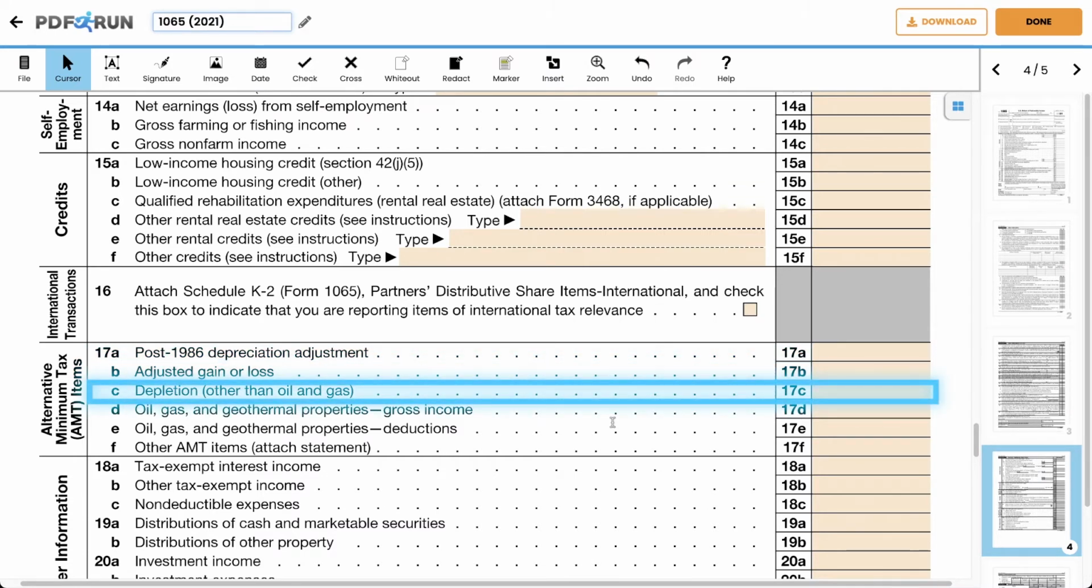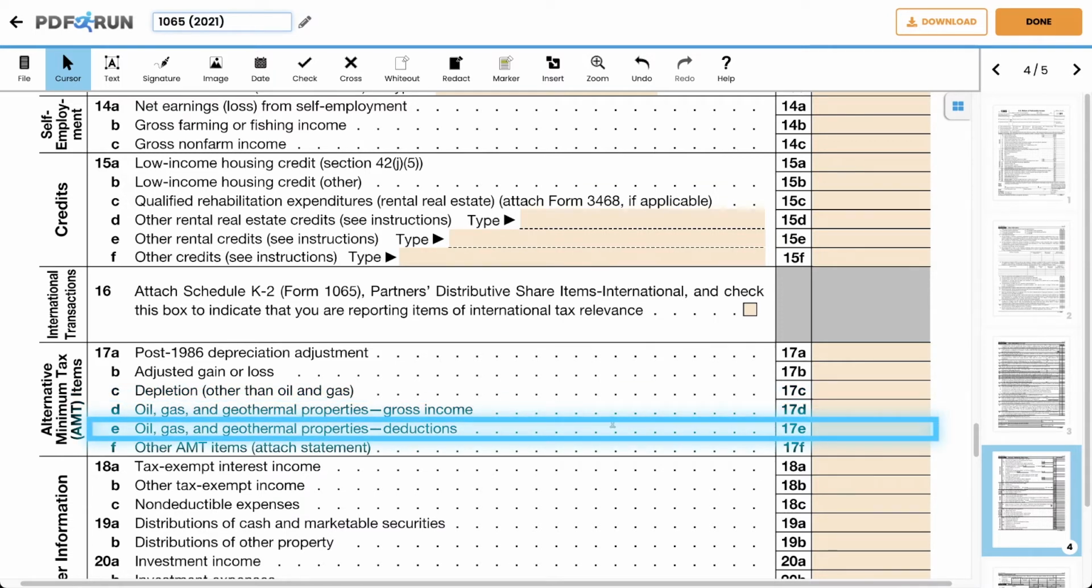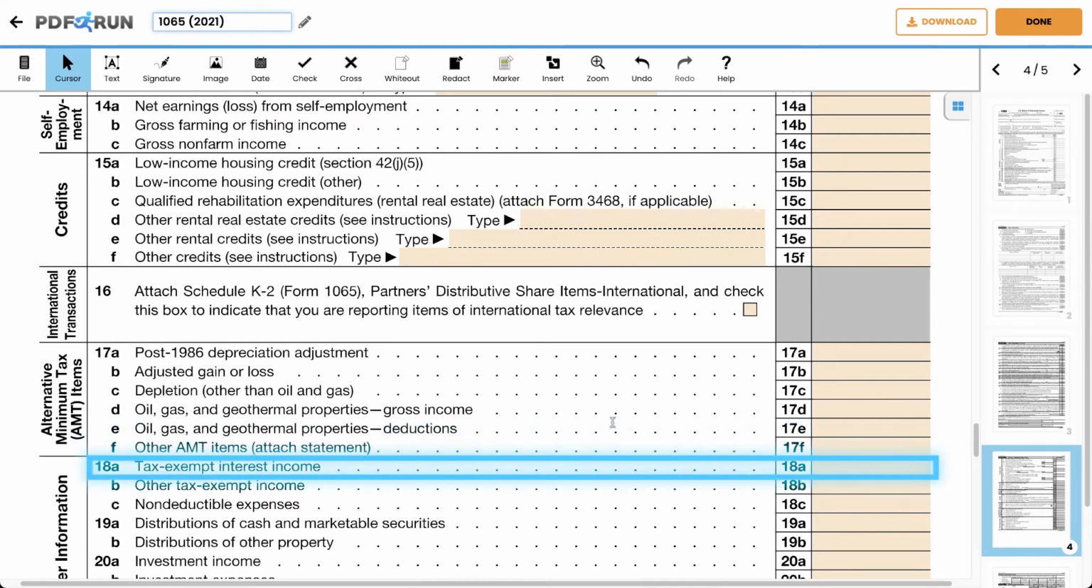Line 17C. Enter the amount of depletion other than from oil and gas. Line 17D. Enter the amount of gross income earned from oil, gas, and geothermal properties. Line 17E. Enter the amount of deductions on oil, gas, and geothermal properties. Line 17F. Enter any other AMT items and attach the relevant statements to this form. Other information. Line 18A. Enter the amount of tax-exempt interest income.